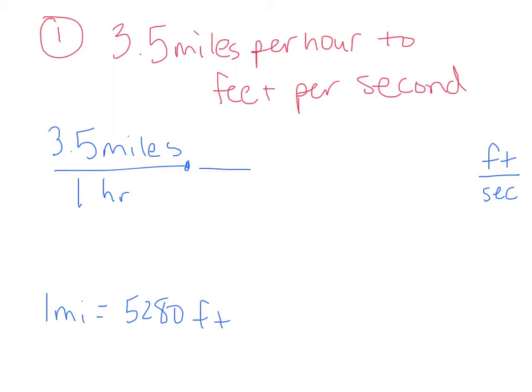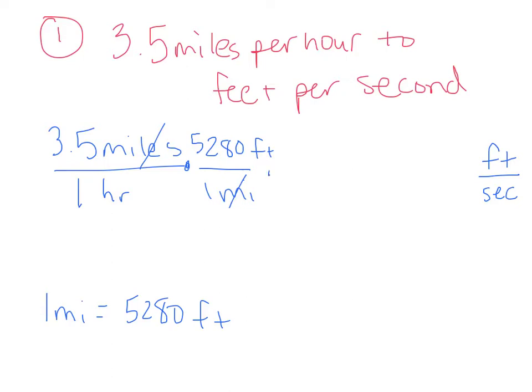Remember, miles I want to cancel out, so my 1 mile will go on the bottom. My 5,280 feet goes on top. This way my miles are canceled. So now I'm in feet per hour, and feet is what I want on top, but now I have to change my hours into seconds.